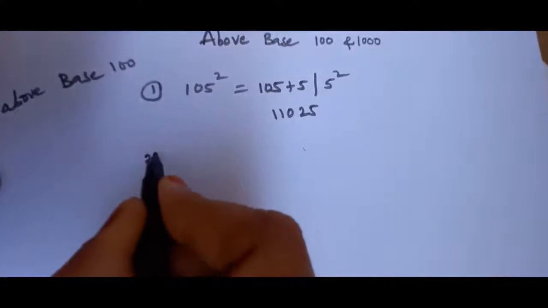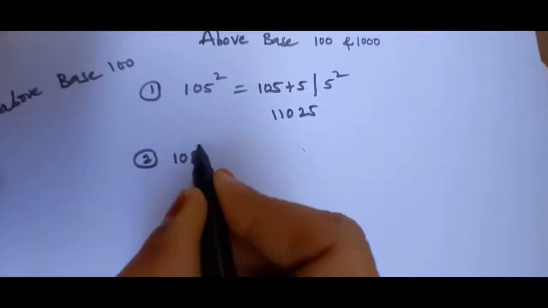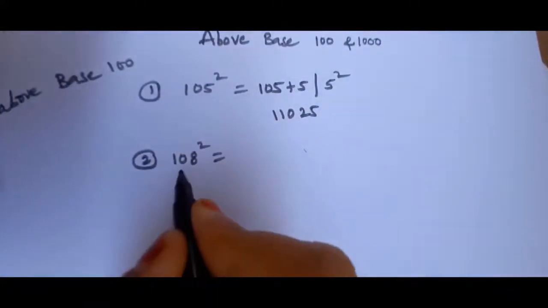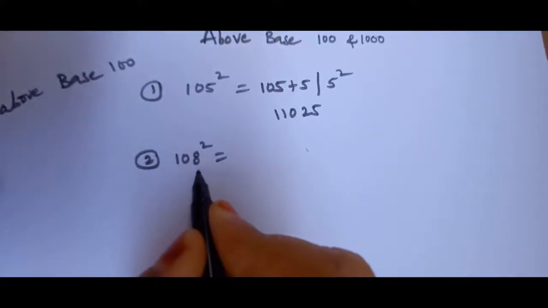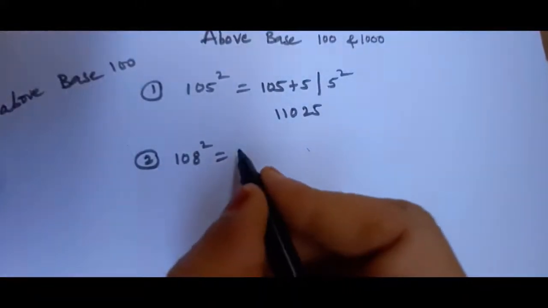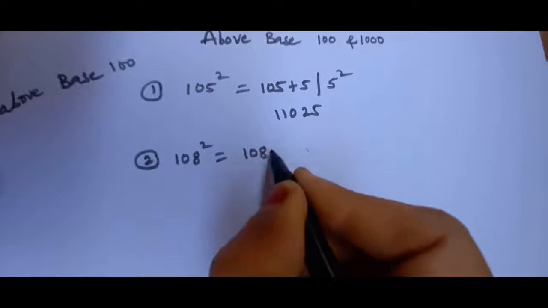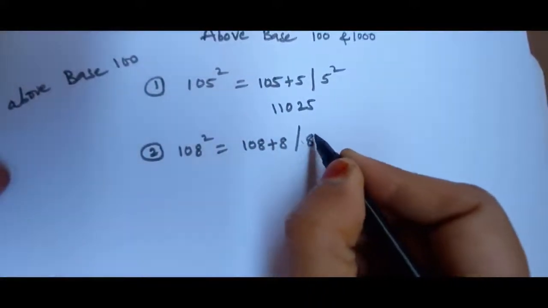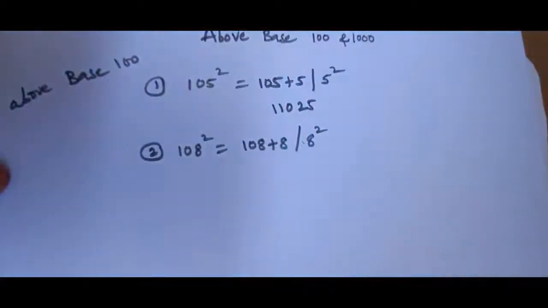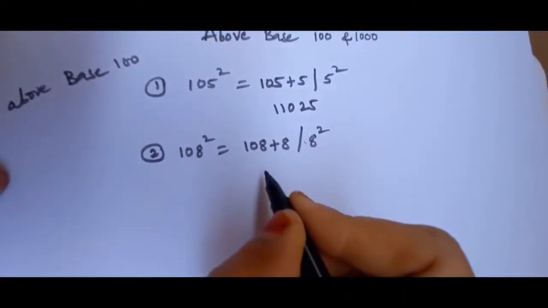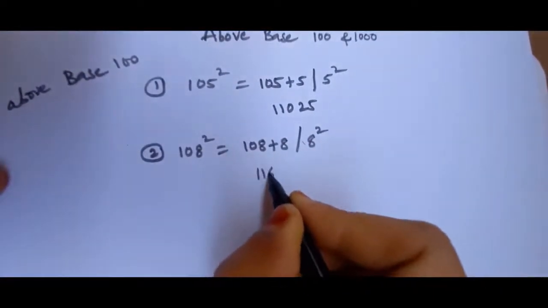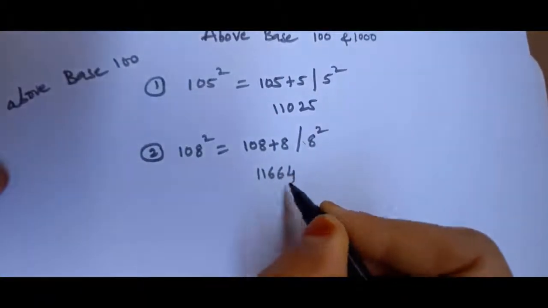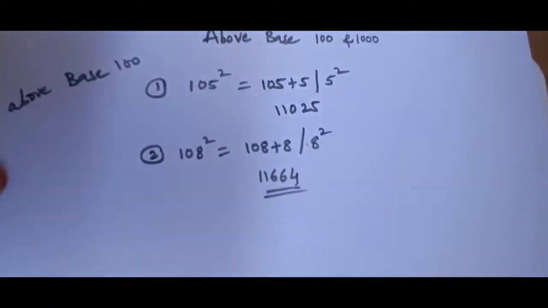Let's take one more example. 108 square. 108 is 8 more than 100. So it is more than. What do we need to do? We need to add 8, right? Next, in the second step, we need to take the square of 8. 108 plus 8 is 116. 8 square is equal to 64. So this is the answer.